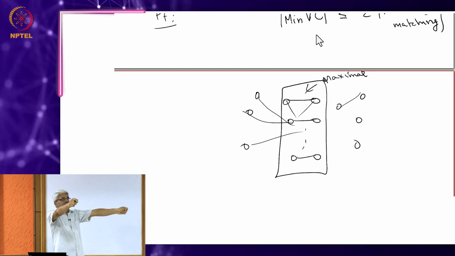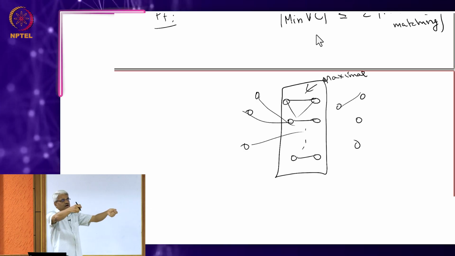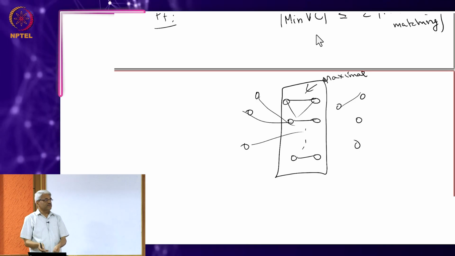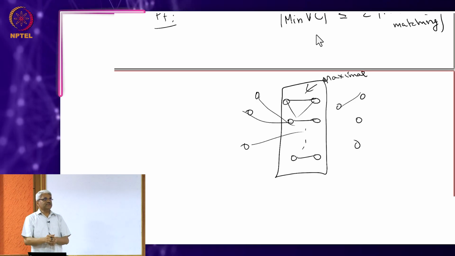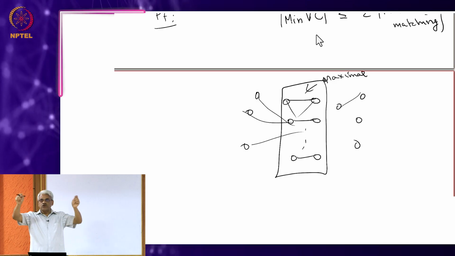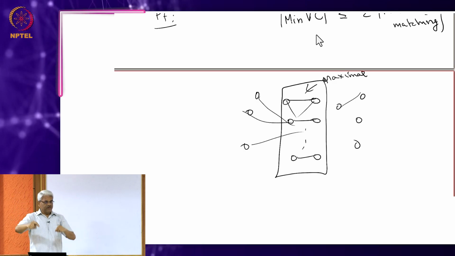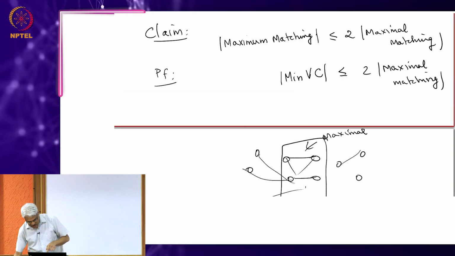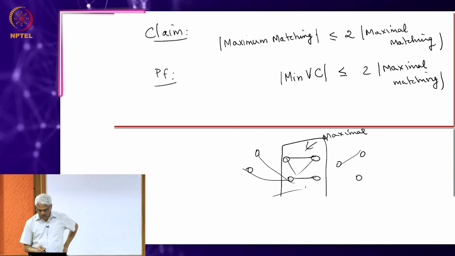Exactly. If there is an edge which is not covered by it, why did you not add it to your maximal matching? It contradicts the fact that this is a maximal matching. Since this is a maximal matching, there is no edge exclusively outside. So, every edge will have some endpoint. So, this set of vertices forms a vertex cover.